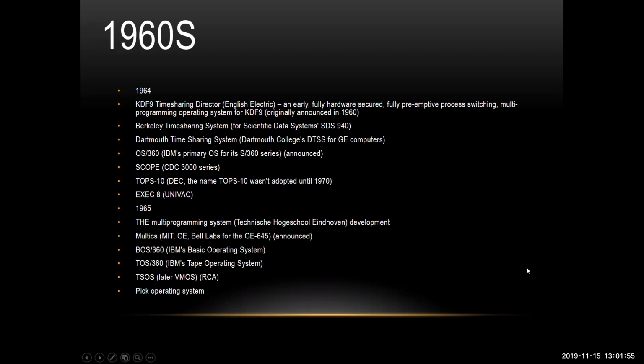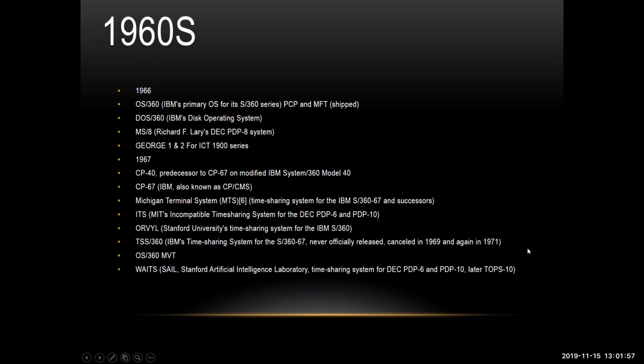And then in 1966, we had OS/360 again, and DOS/360, and then OS/8 or the RL monitor system. It is a discontinued operating system developed for the Digital Equipment Corporation PDP-8 in 1966 by Richard F. Larry. Was submitted to DECUS in 1970. It was a disk-oriented system faster than its predecessor, the 4K disk monitor system.